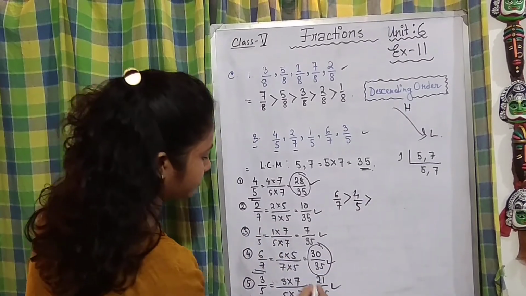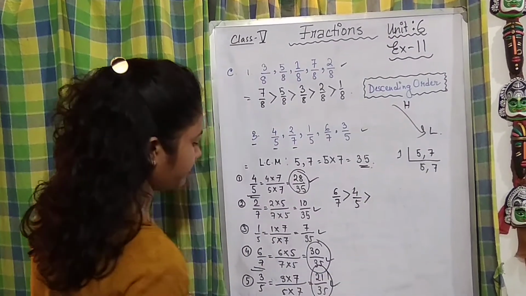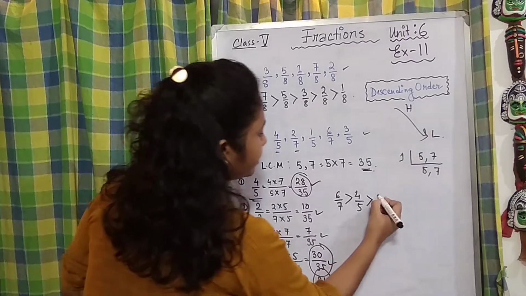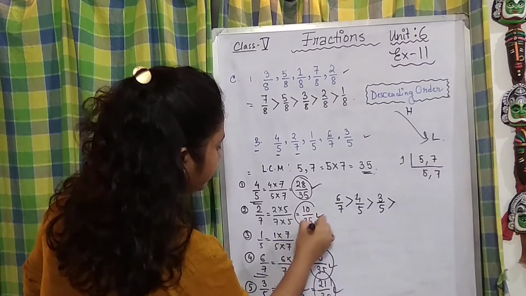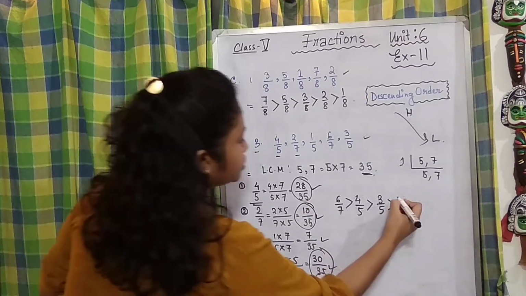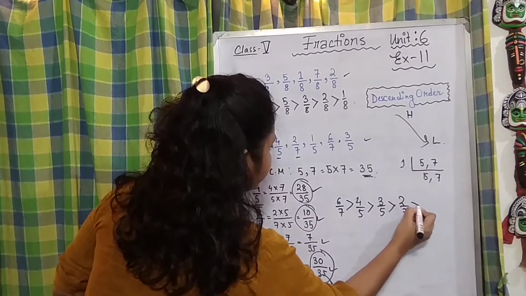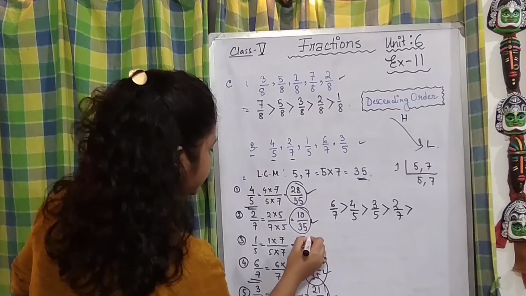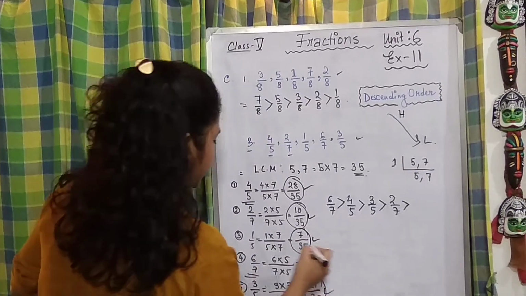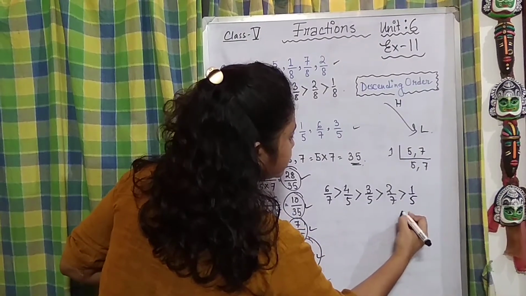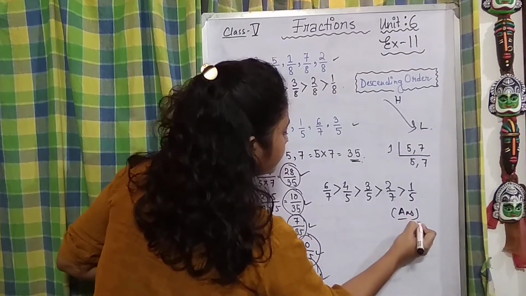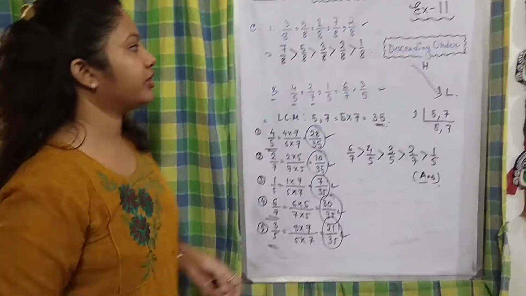After that comes the turn of 21 by 35, that is 3 by 5. So here 3 by 5. After that the turn of 10 by 35. So it's 2 by 7. And the remaining one, that is the smallest one, is 7 by 35, that is 1 by 5. So this is going to be the answer of this descending order.